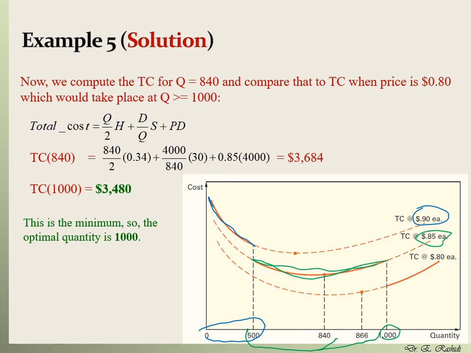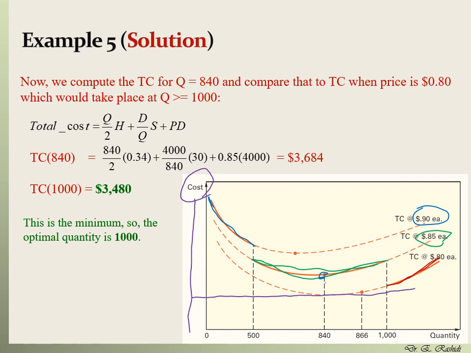And if they order more than 1,000, the total cost curve would be this one at the price of 80 cents. So the point that we found using the formula was 840, which is this one here, where the total cost would be this point right here, which is 3,684. But because we are minimizing the total cost, which is on the y-axis, the minimum total cost would be right here, which is Q equal to 1,000.